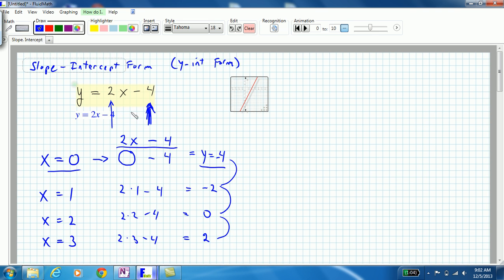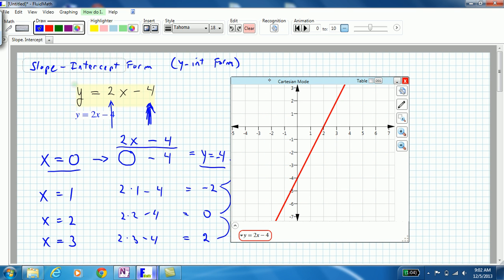So when we look at this equation, we can see, oh, there's the y-intercept, there's the slope. The graph is easy. Here's a graph. The y-intercept is negative 4, and when we move over 1, we go up 2. Over 1, we go up 2. So this is a fairly quick view of things.